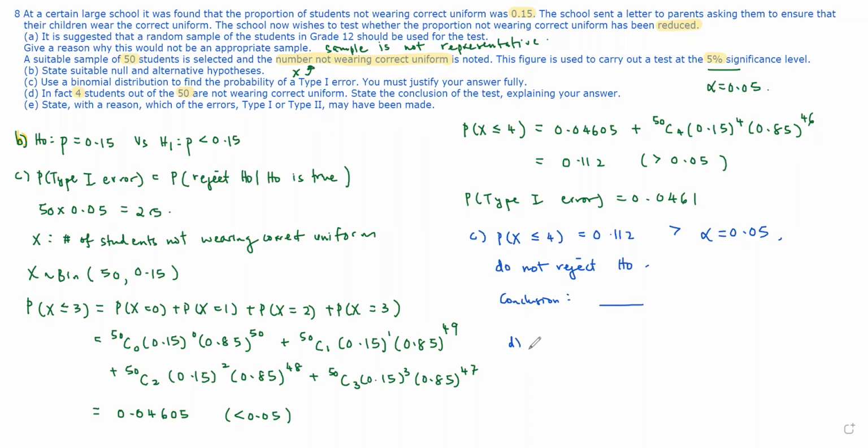Part D, state with a reason which of the errors may have been made. From part C, we do not reject the null hypothesis. H0 is not rejected. And type 2 error is the error committed when the null hypothesis is not rejected, even though it is false. So for this case, since the null hypothesis is not rejected from part C, we may have committed a type 2 error.